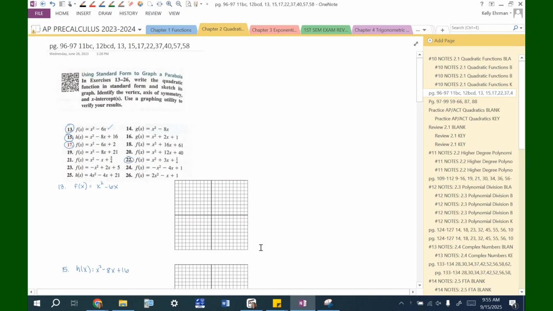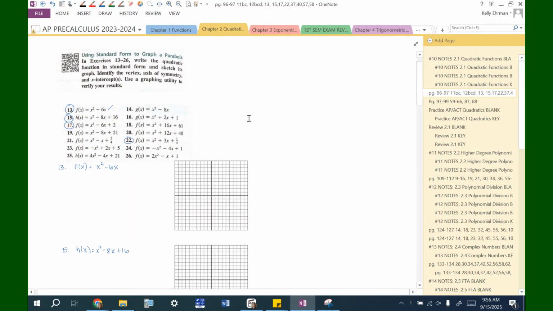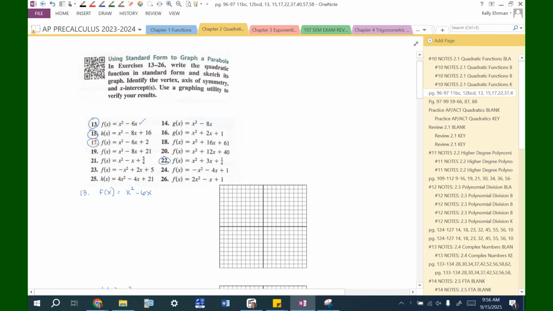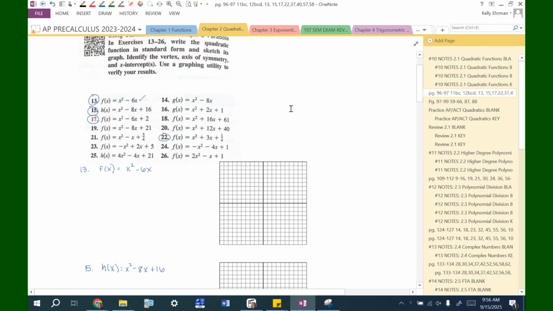All right, so this is homework, page 96 to 99. And we are beginning with non-calculator problems. So the directions say write the quadratic function in standard form. Standard means vertex form. So in general, we're going for y equals a times x minus h squared plus k. So our job is to find h, k, and we just get a from the original equation. Whatever's in front of x squared is the a value.